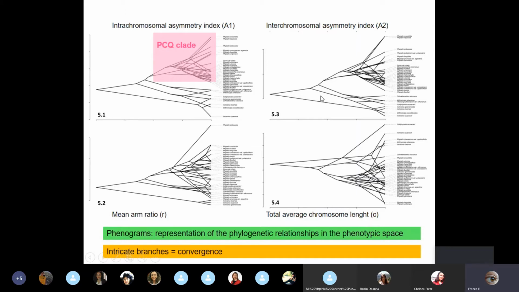To a lesser extent, we also have a phylogenetic signal in the A2 index, and also in the arm ratio a little less, separating the Physalidae from the Iochrominae, but we didn't find any phylogenetic signal in the C, meaning the average chromosome length. So we cannot separate Iochrominae from Physalidae according to chromosome size.